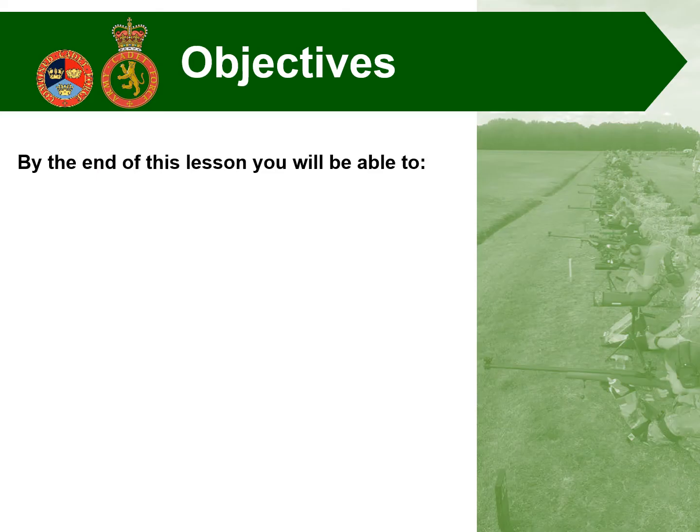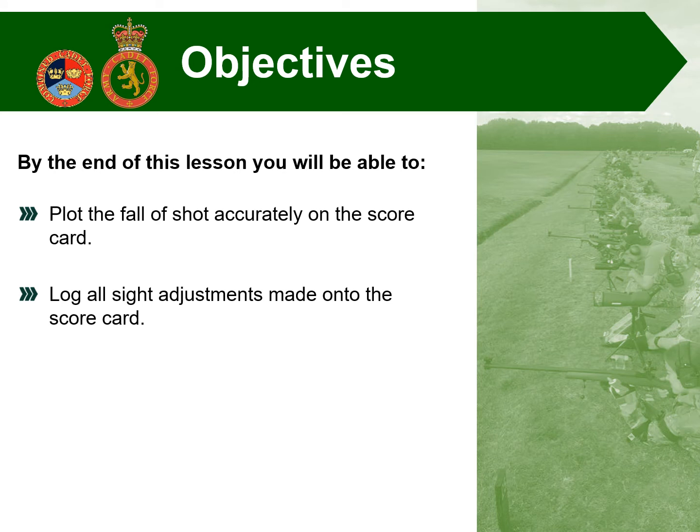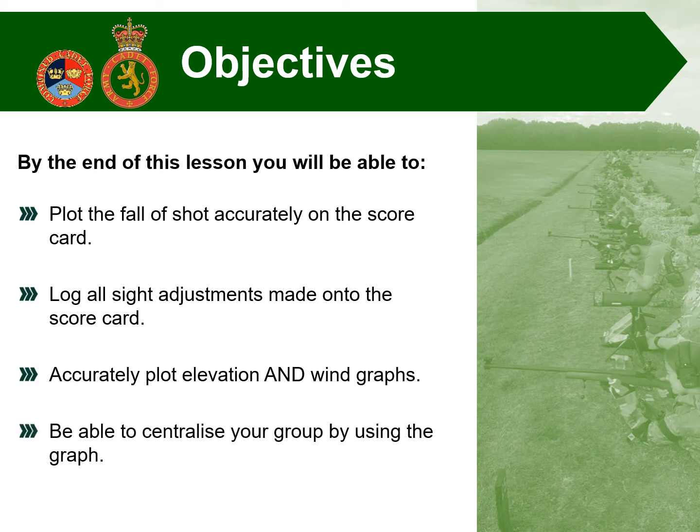Looking at the objectives, by the end of this lesson you will be able to plot the fall of shot accurately on the scorecard, building on what we've previously been taught in the elevation graphs lesson. Log all the sight adjustments made onto the scorecard accurately. Plot the elevation and the wing graphs. And finally, be able to centralize your group using the graph.